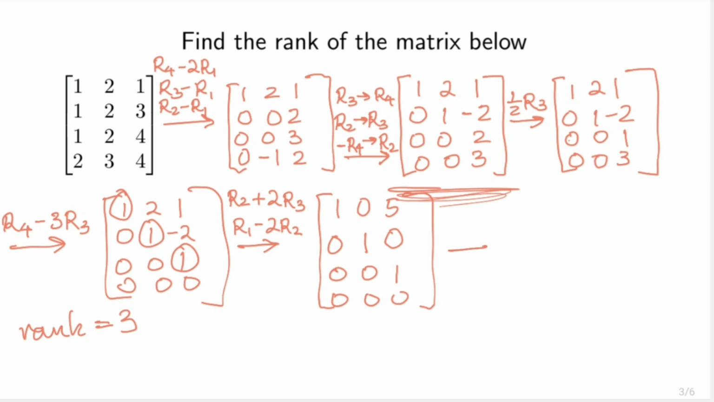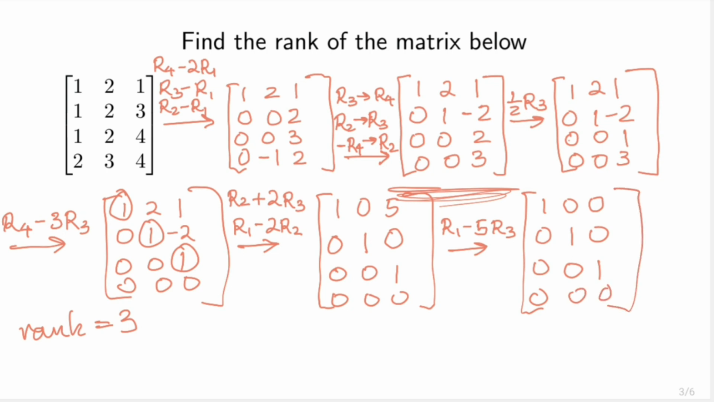Then we can go further. Subtract 5 times row 3, so row 1 minus 5 times row 3. That gives us 1, 0, 0, 0, 1, 0, 0, 0, 1, 0, 0, 0. So this is the reduced row echelon form. And the number of leading ones is 1, 2, 3. So the rank is 3, as we deduced even at the earlier stage. So this is the kind of process you have to go through to find the rank of a matrix.